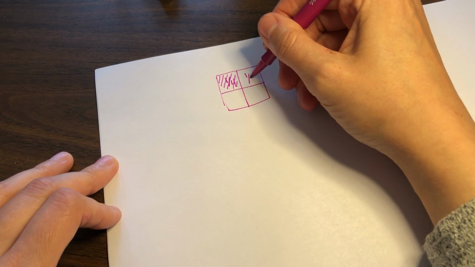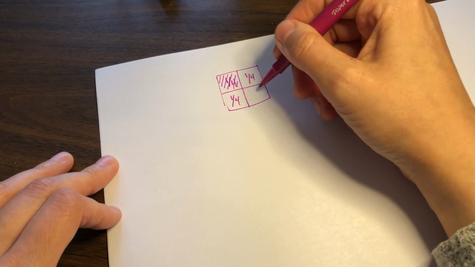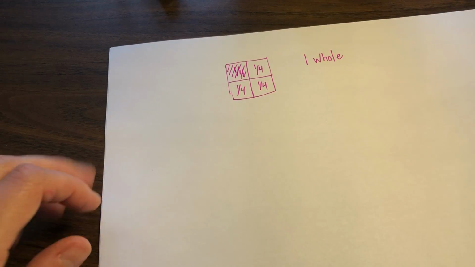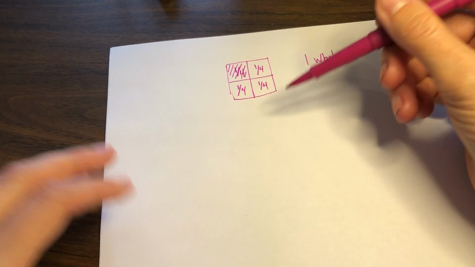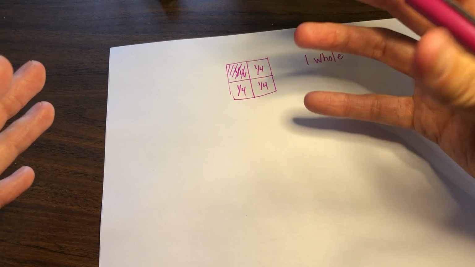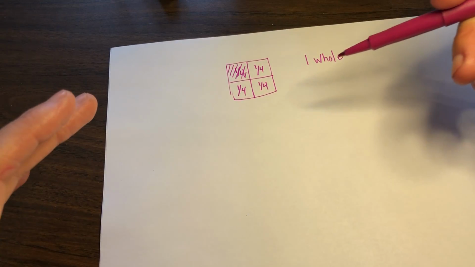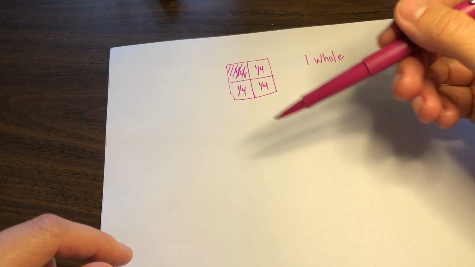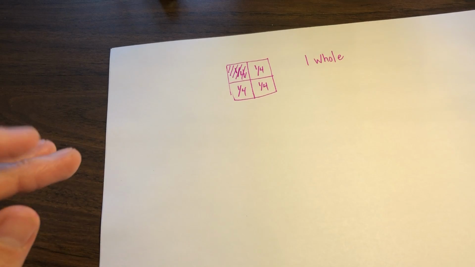So that would be 1 out of 4, that would be 1 out of 4, that would be 1 out of 4, and that would be 1 out of 4. That's all that unit fractions is. A unit fraction just means that you take a whole and you divide it up into different parts, and those different parts are all 1 out of however many parts you broke it up into.